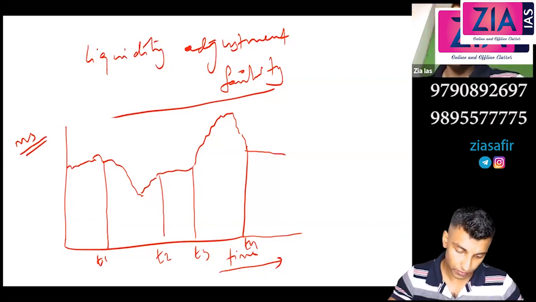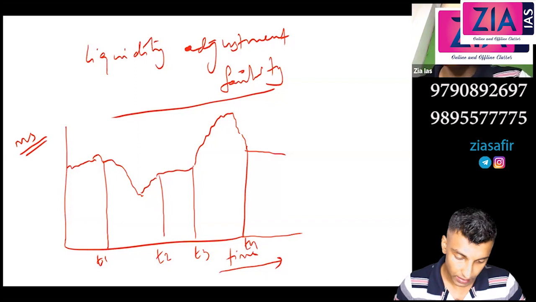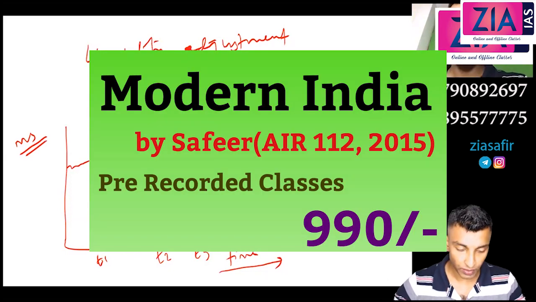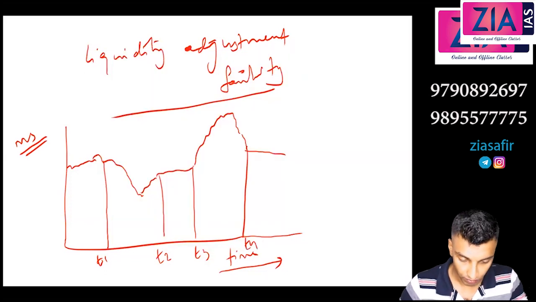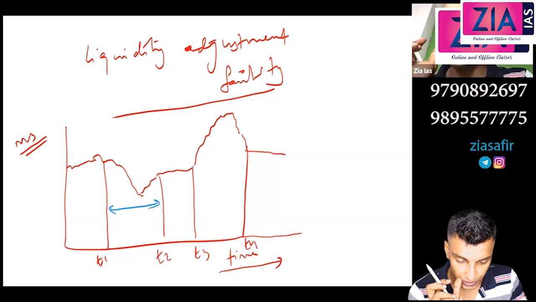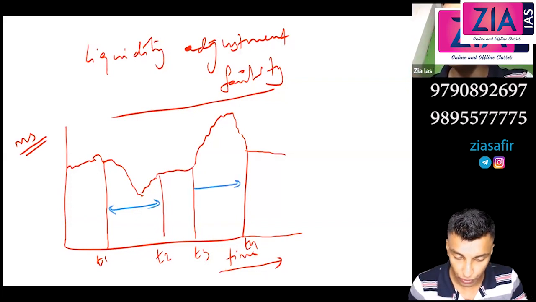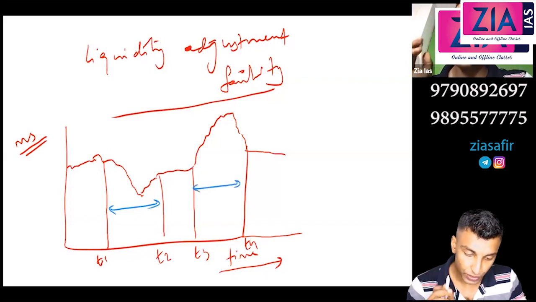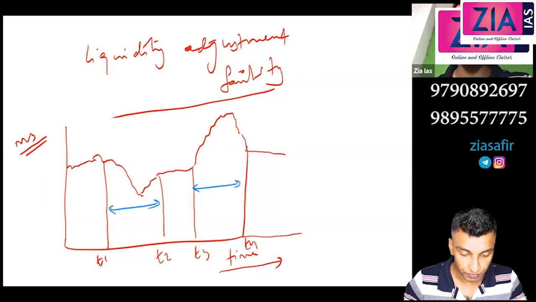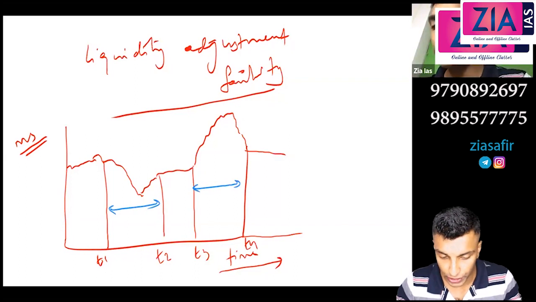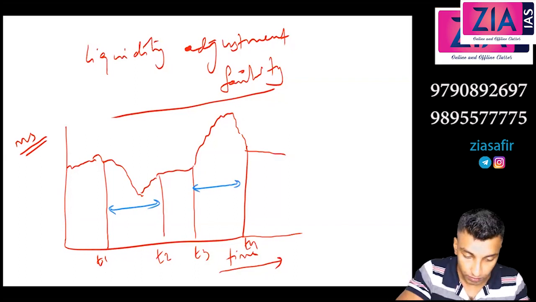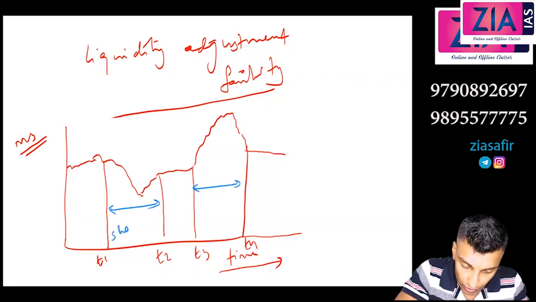So which situations are abnormal here? Between T1 and T2 and between T3 and T4. This is an abnormal situation. There is a huge fluctuation, right? So what is the problem with T1, T2? Excess money supply or shortage of money supply? It's a shortage of money supply.